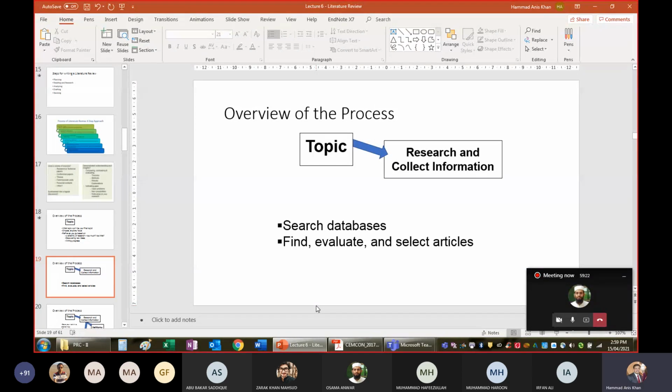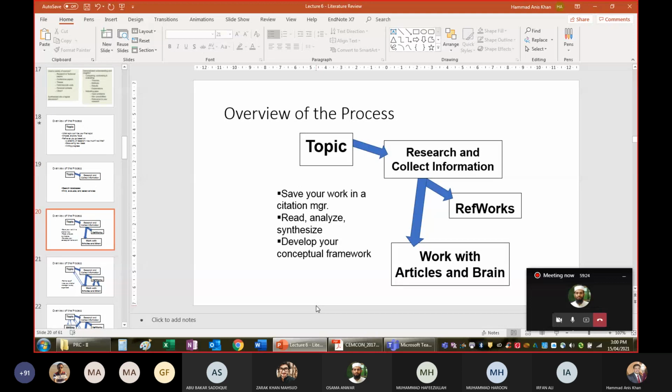After that, you save your work in a proper citation manager software like EndNote or Mendeley, and you read, analyze, and synthesize your results or whatever you are studying, and develop your conceptual framework. Work with the article and the brain. Yeah, like try to question, try to critique whatever you are studying.